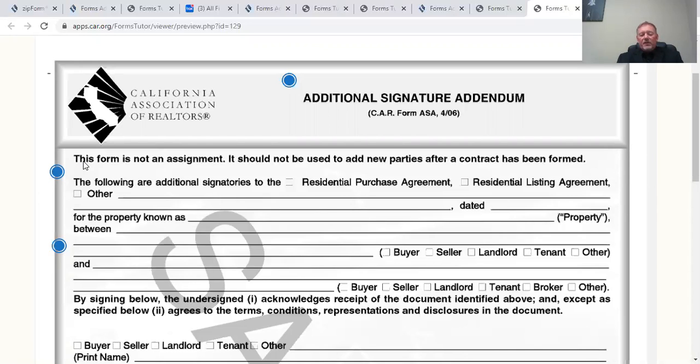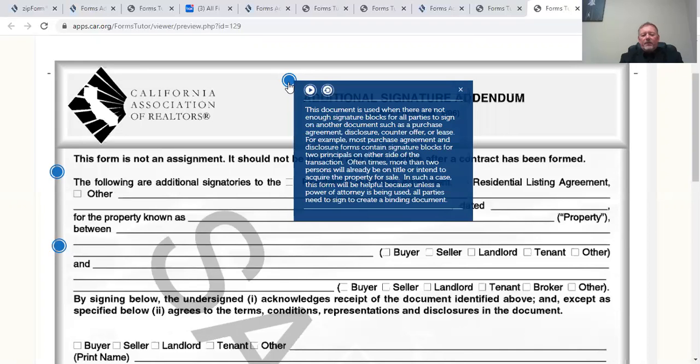So we do see from our transaction coordinator sometimes that if there's an additional buyer that's going to be added in, we end up seeing these things. And this clearly points out from CAR that the ASA form, the additional signature addendum, is not used as an assignment. It should not be used to add new parties after a contract has been formed. So what is this form exactly for?